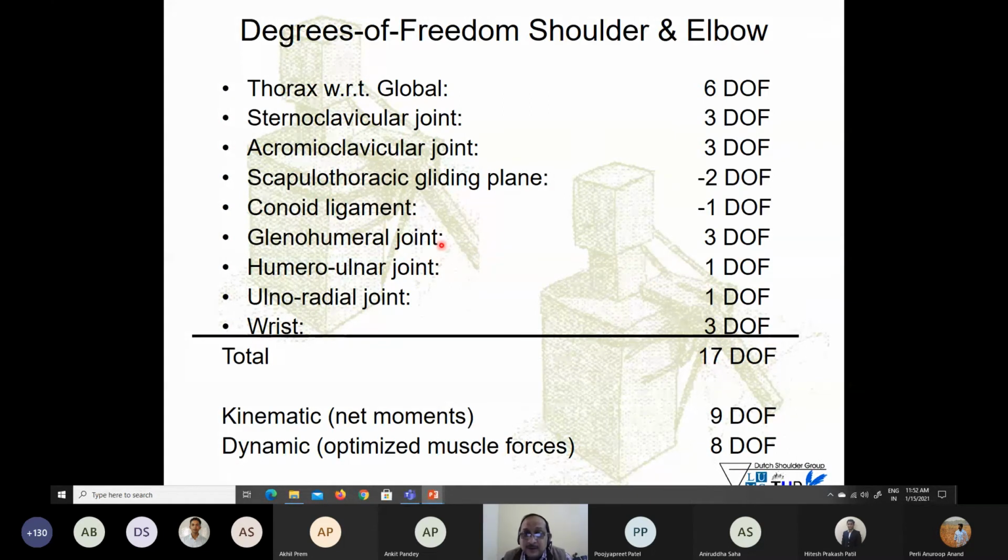Now, if you just consider the moments, in the shoulder here, forget about this thorax now. So 3, 3, 3. So 9 degrees of freedom. So you have 9 degrees of freedom where you can have the moments, kinematic, and 8 degrees of freedom when we optimize the muscle forces. But together, it comes to 17.